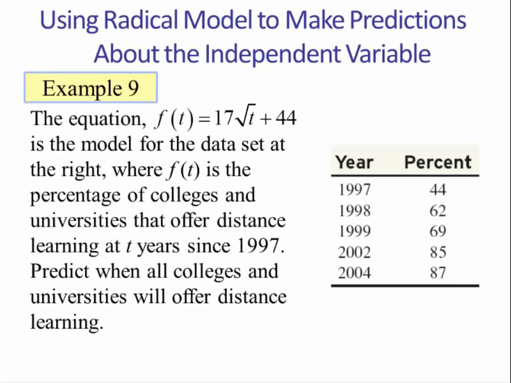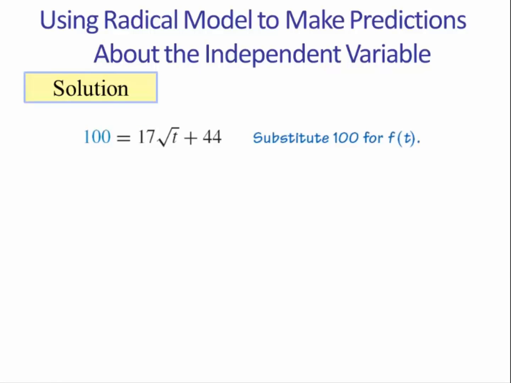Lesson objective. Example 9. The equation f of t equals 17 times the square root of t, plus 44, is the model for the data set at the right, where f of t is the percentage of colleges and universities that offer distance learning at t years since 1997. Predict when all colleges and universities will offer distance learning. So the question is asking, what t will it be when f of t is equal to 100%? Solution. We substitute 100 in for f of t.